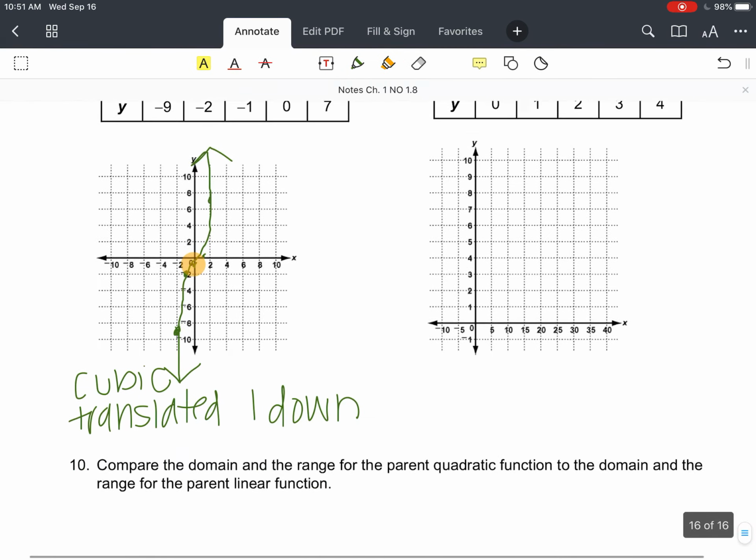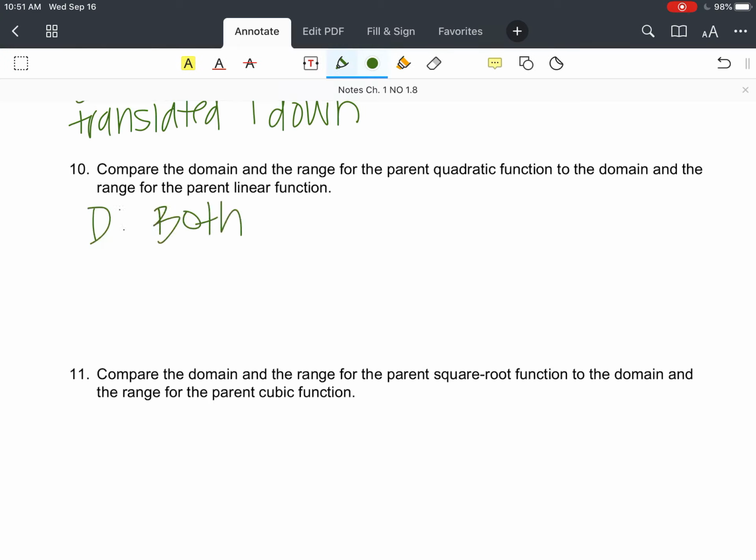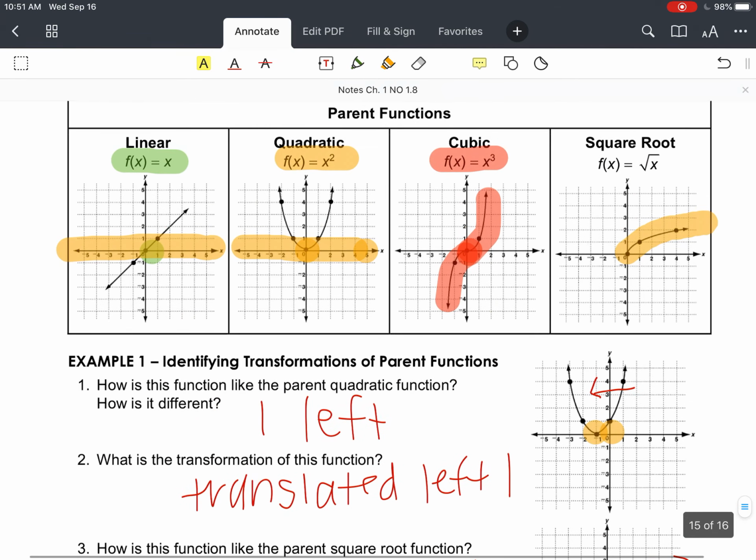So I can go ahead and write that. So for both, it's all real. It can be anything. Now let's compare the range. So now we're talking about y values. For linear, it looks like it can be any y value. It doesn't matter. I got y values everywhere. Remember, the graph extends beyond.